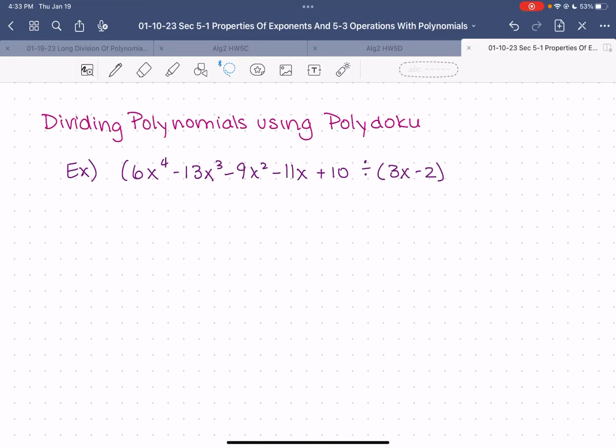Okay, this is a quick video on dividing using Polydoku. So when you're doing Polydoku, the first thing you're going to need to do is figure out how big to make the boxes. And so you have to look at the degree of the polynomials in your problem.